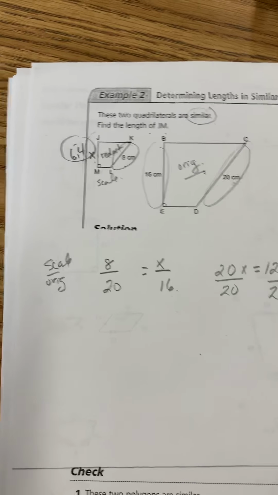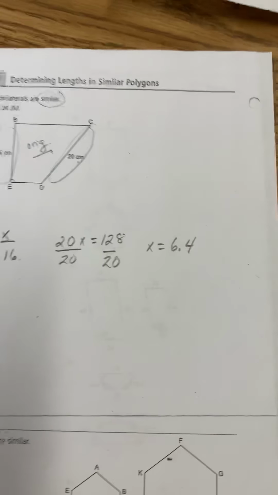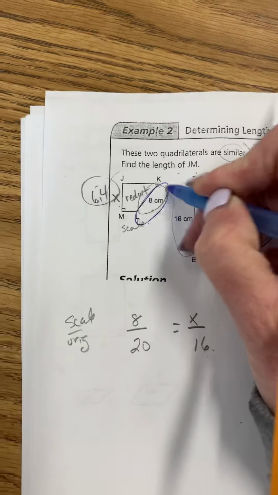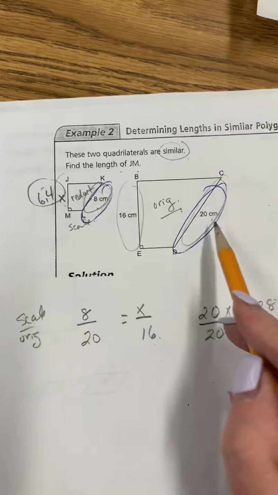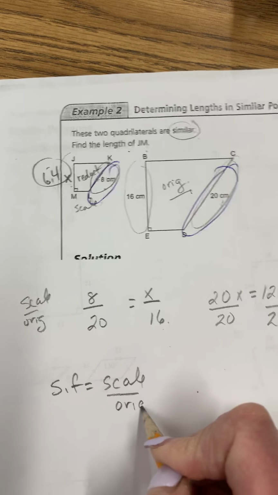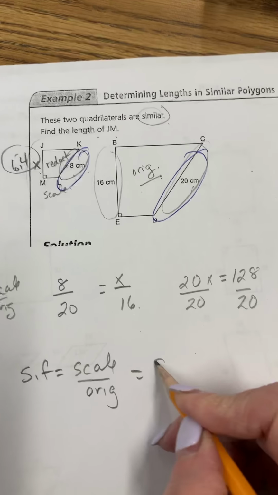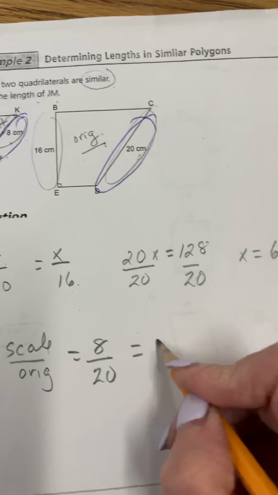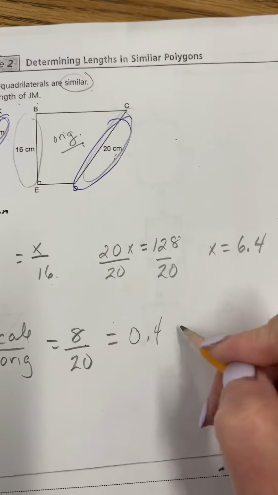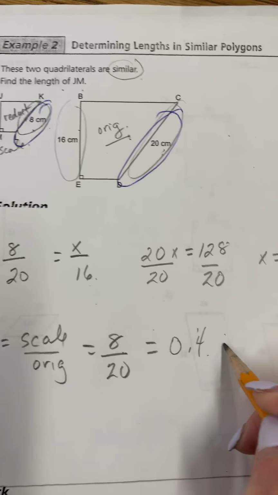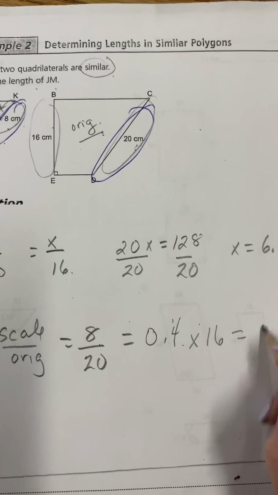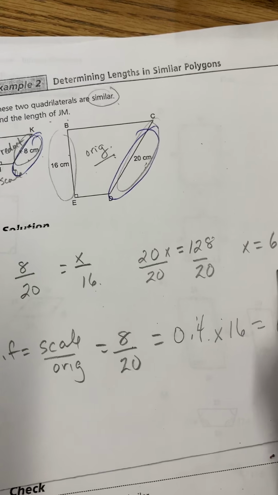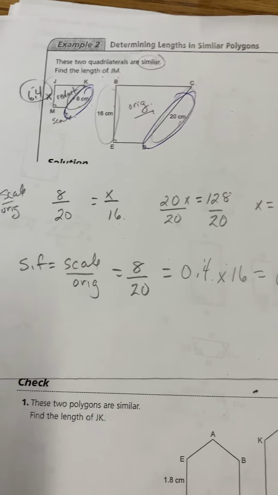Now there is another way to do that. You can take your corresponding sides and figure out the scale factor. So scale over original. Remember, that's how we find scale factor. That would be 8 divided by 20, and you're going to get 4/10. Now we know the scale factor. So we can go back to the side that we know, take 4/10 and multiply that by 16, and we get 6 4/10. So we get the same answer. It's just a different way to approach that question.